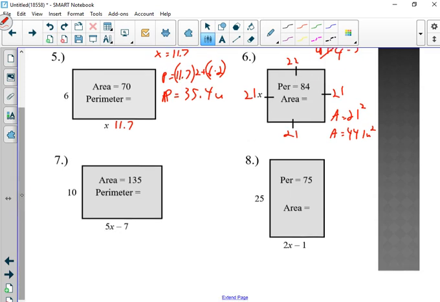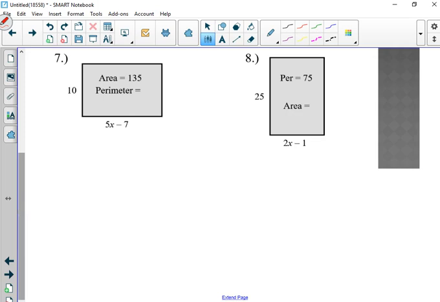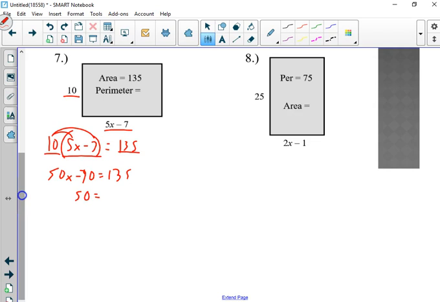Number 7. Area is 135, which means 5x minus 7 times 10 equals that area. Base times height equals the area. So now we just solve for x. 50x minus 70 equals 135. We add 70 to both sides, and we get 205. Divide by 50. X equals 4.1.